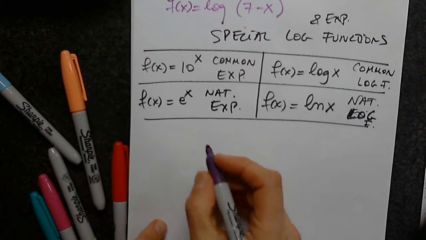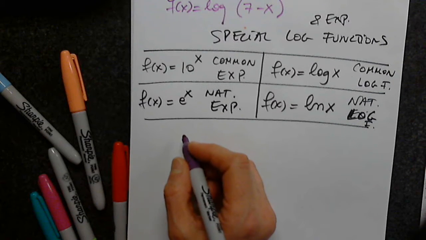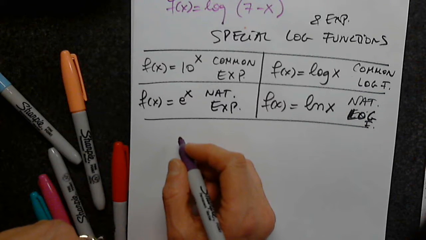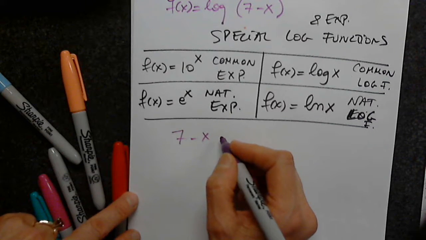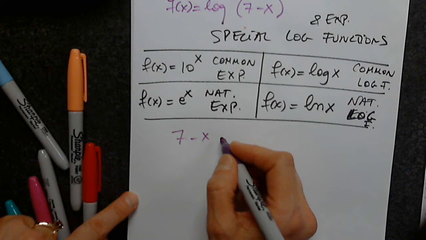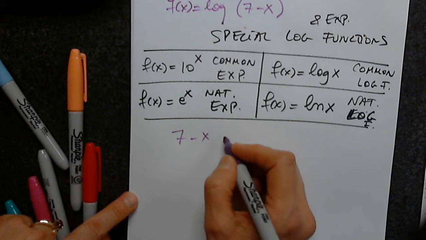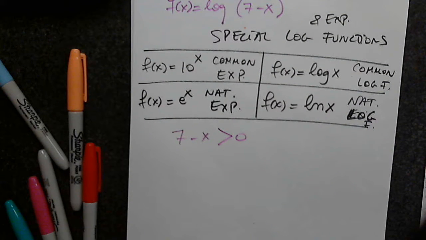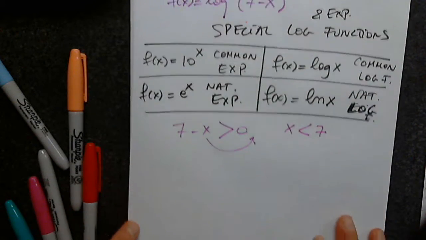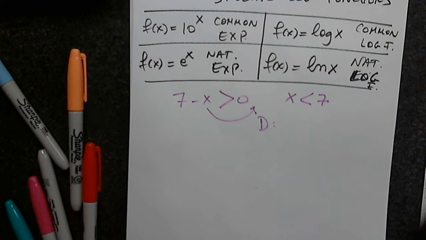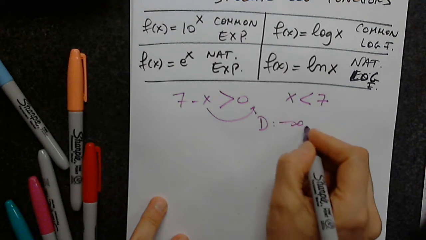What do I have to write? What am I applying log to? 7 minus x must be what type of number so I can apply log to it? Exactly. If the quantity I apply log to is not a number greater than 0, I cannot apply it. Good. So I bring x to the other side, so x less than 7. So what is the domain of this function? Very good. Negative infinity to 7 indeed.